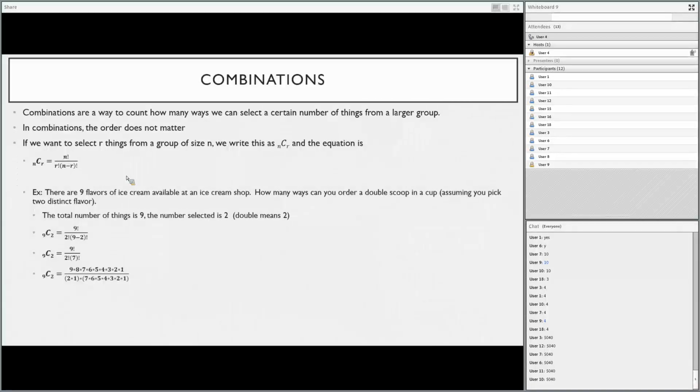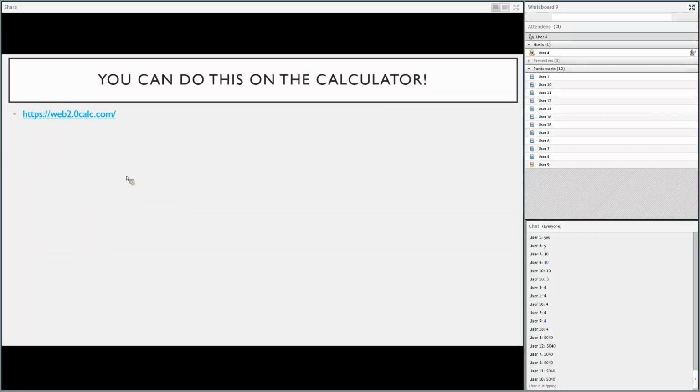Real quick again, so first we'd simplify that expression in the parentheses in the denominator. 9 minus 2 is 7. Then we're going to write out what those factorials mean. Again, it means take that number and multiply it by every number less than it. Then we're going to cancel the common things on the top and the bottom. And finally, we'd be left with 9 times 8 over 2, which is 36. So there would be 36 different ways to have a double scoop of ice cream if there were 9 flavors originally to choose from. So that's the formula and how we do it by hand.